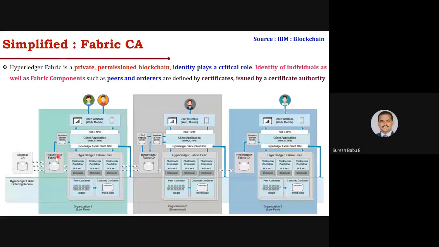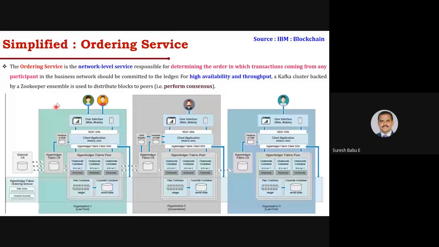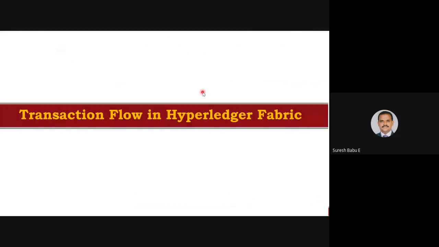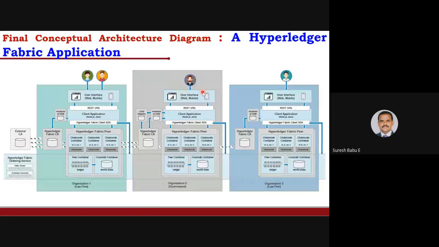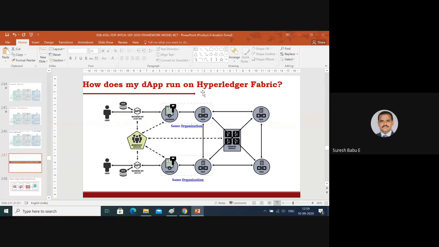And then we are going to have a Fabric CA, which is going to connect to the external CA. This Fabric CA will maintain all the cryptographic credentials we have discussed. And this is the ordering service. The ordering service is responsible for preparing the order in which the transactions come from all the participants. We perform a ZooKeeper and Kafka cluster based consensus mechanism to provide high availability as well as throughput. Right, this is the ordering service. Once the ordering service is done, we store it permanently into the blockchain. If you have any doubts, please let me know, sir.